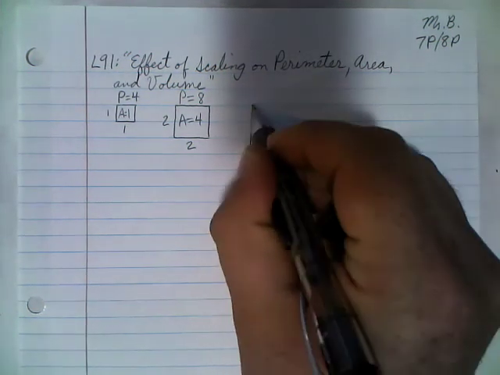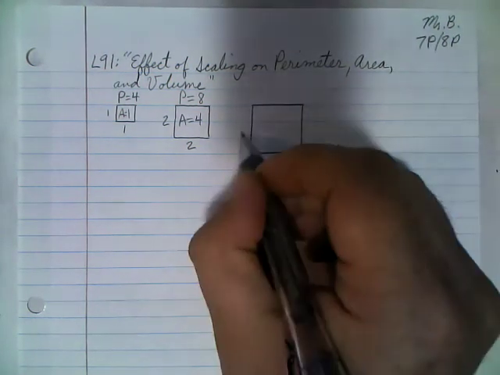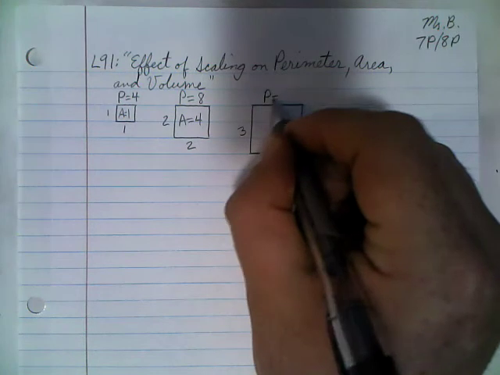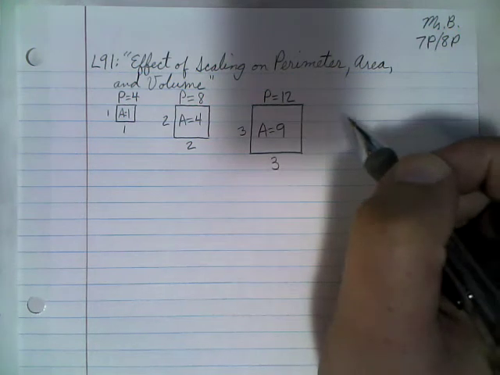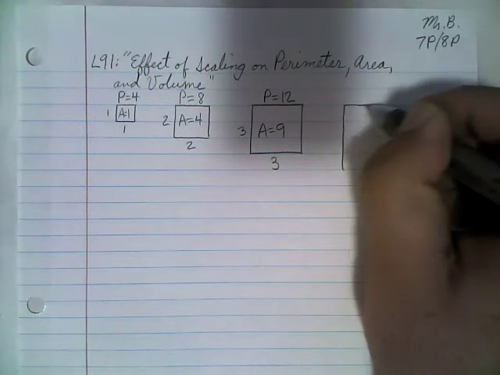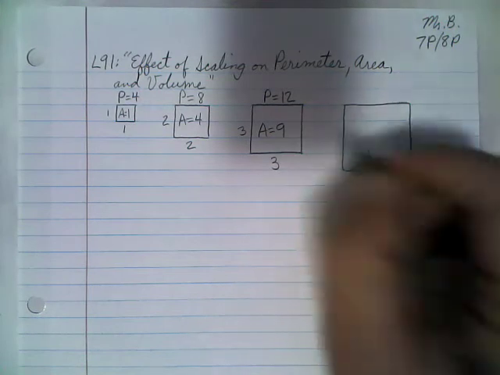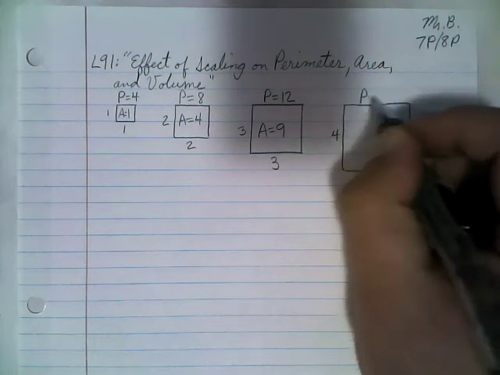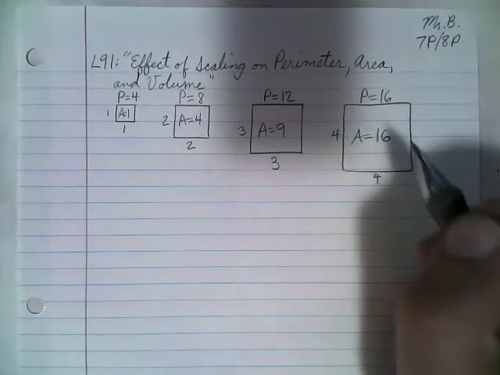Now we're going to go ahead and triple our original square. 4 times 3 is 12, so perimeter is 12. And area is 3 squared, or 9. And then finally, we're going to do one more here, and we're going to quadruple our original square. So 4 here, 4 here. 4 times 4 is 16, so we have a perimeter of 16. And then 4 squared is also 16.